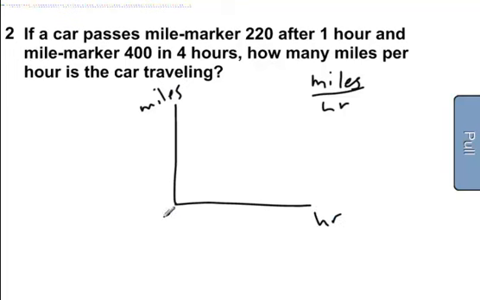So I know that after 1 hour, I went 220 miles. 50, 220, right there. Okay? So 1 hour, 220 miles. So those would be our coordinates. Okay, then I went 4 hours, 1, 2, 3, 4 hours, and I went 400 miles.